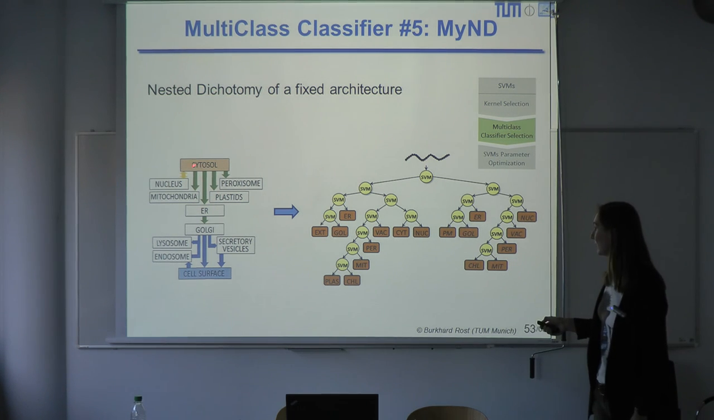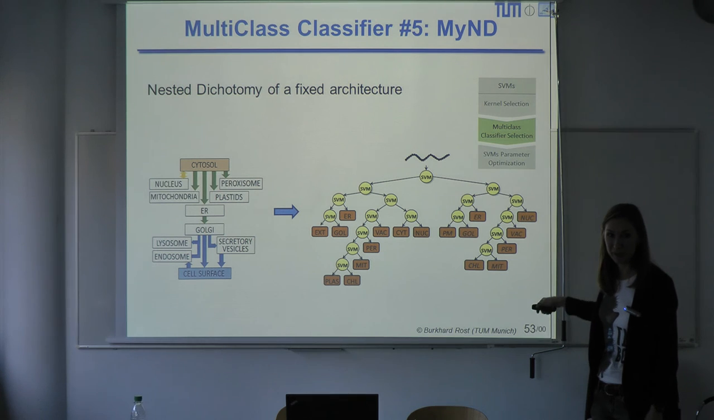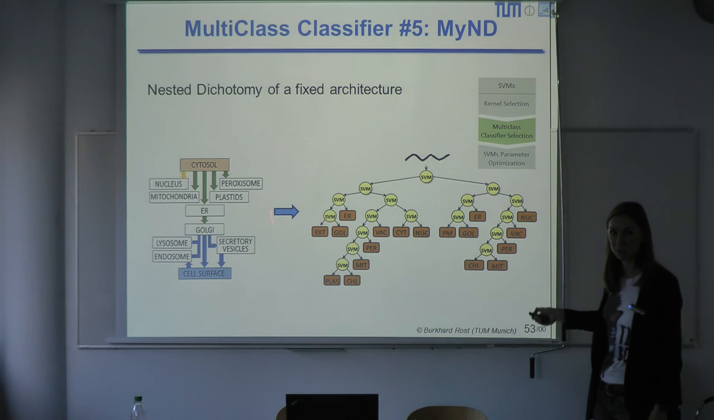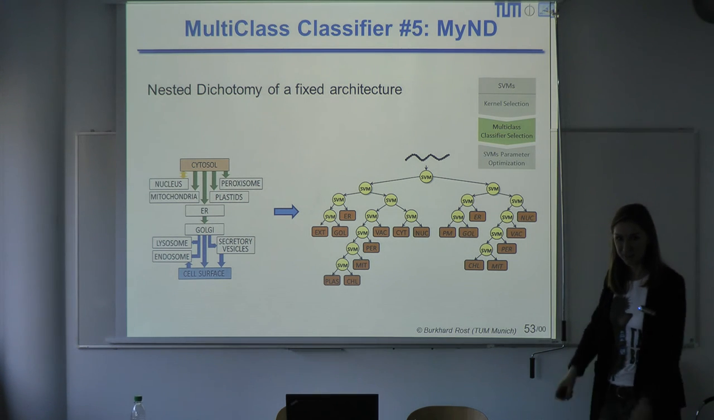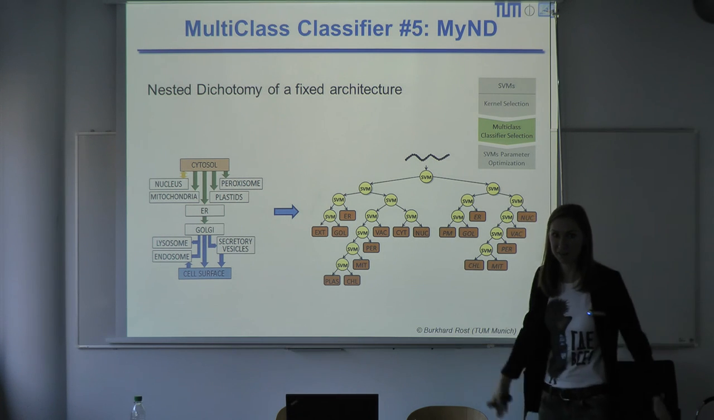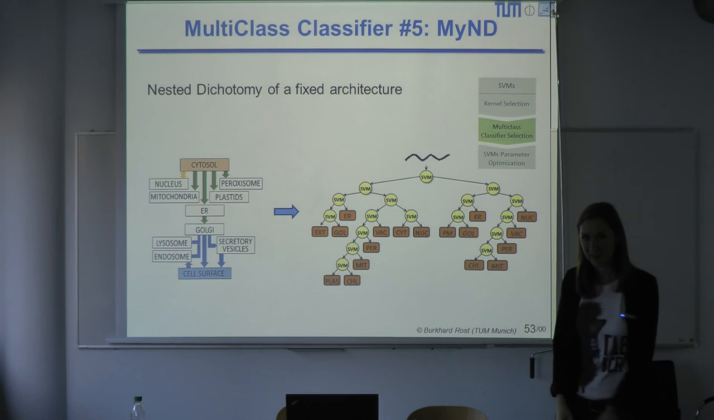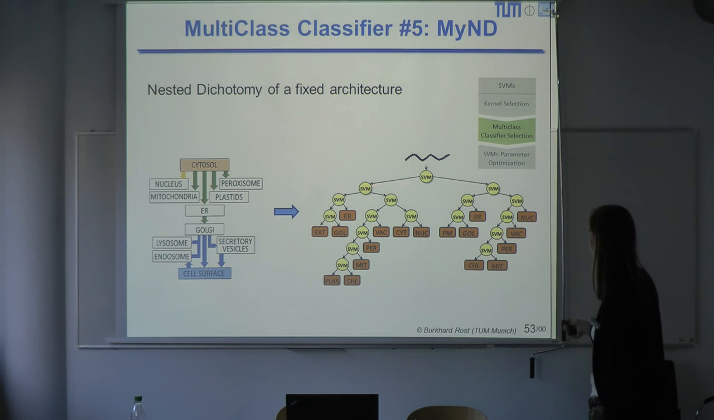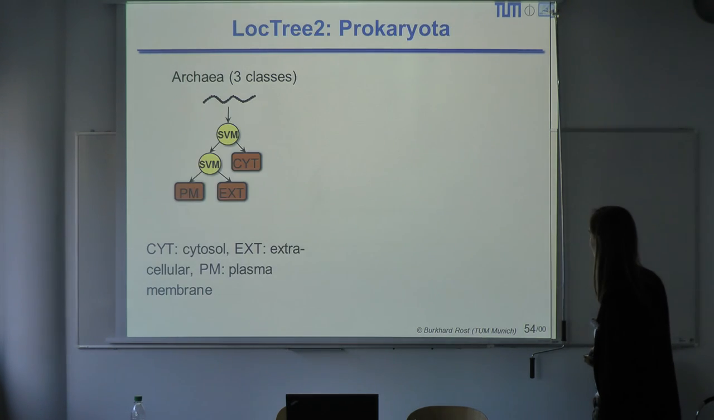So basically, the first discrimination would be whether it stays in the cytosol or not, and so on. And so based on what we know from biology, we built our own tree. Same idea, it's not a collection of trees, it's just one tree, and it resembles biology one-to-one. And we saw, I will show you as well, and this is the final implementation, that it actually performed best.